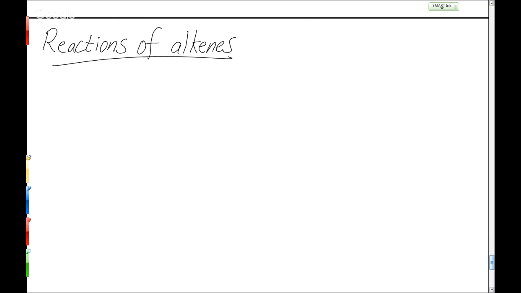So we're going to learn some of those reactions and how we can start to think about making one type of a molecule from another type of a molecule. We're going to look at two categories of reactions, hydrogenation and hydration. So for hydrogenation, we're going to take an alkene. Let's start with the simplest one, ethene.